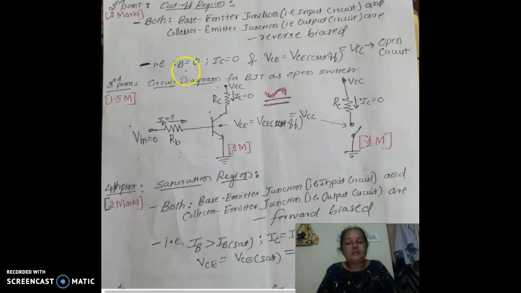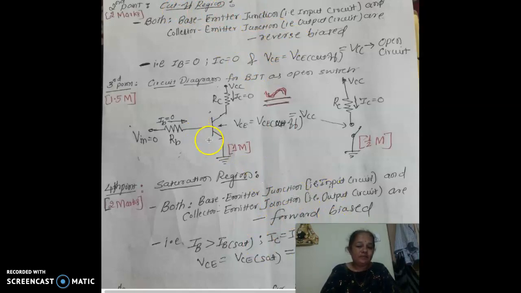Now, after seeing the cutoff region, we are seeing the saturation region. In the saturation region, both junctions are forward biased. In the cutoff region, both junctions were reverse biased. Now if the input circuit and output circuit are both forward biased, then IB will be greater than 0. Some IB current is going to flow, and if we make that IB greater than some threshold value, IB sat, then the IC flowing here will be a sufficiently good amount of current, equivalent to IC during saturation.